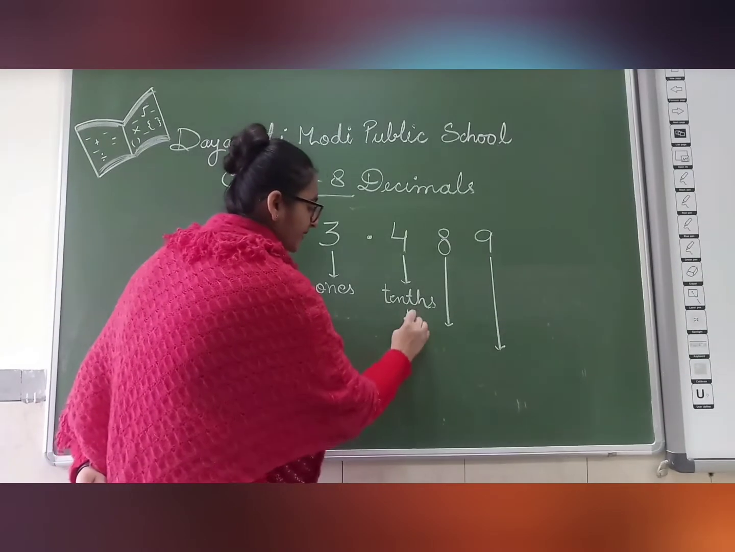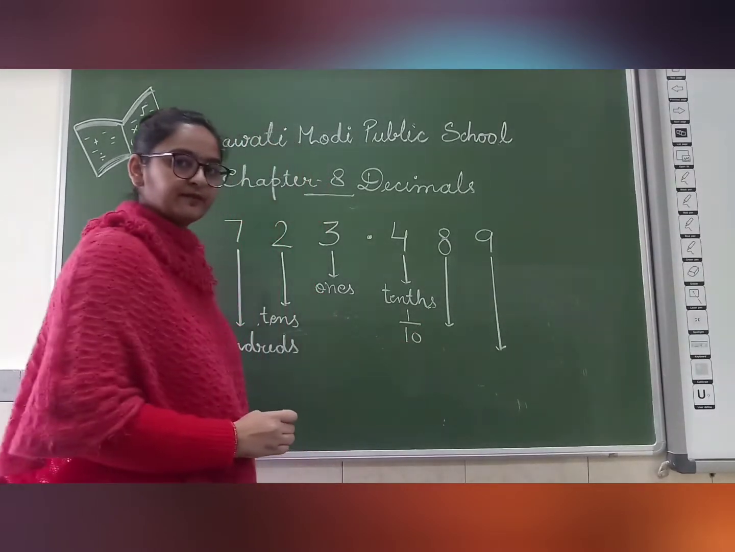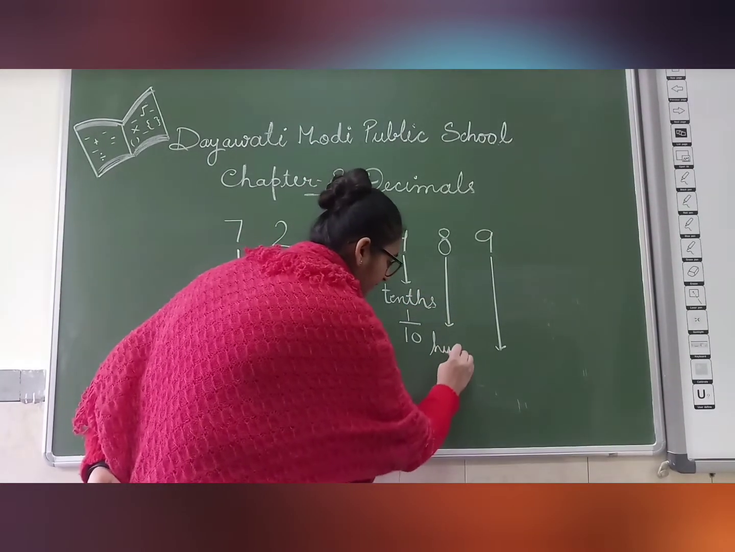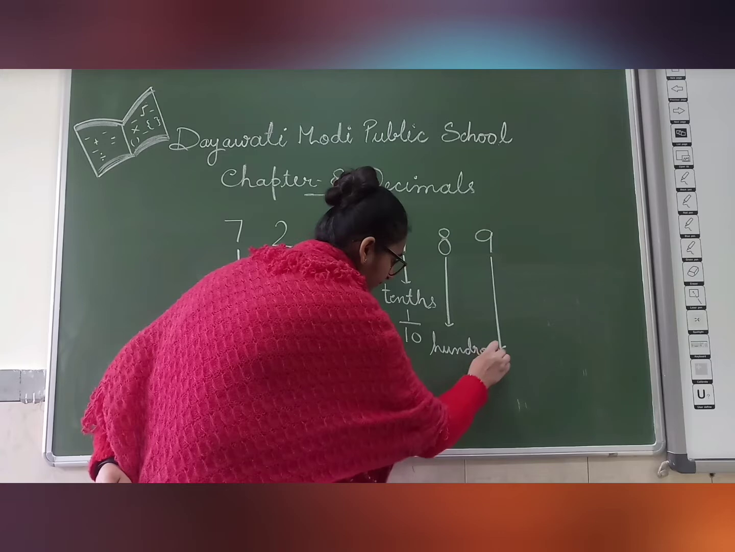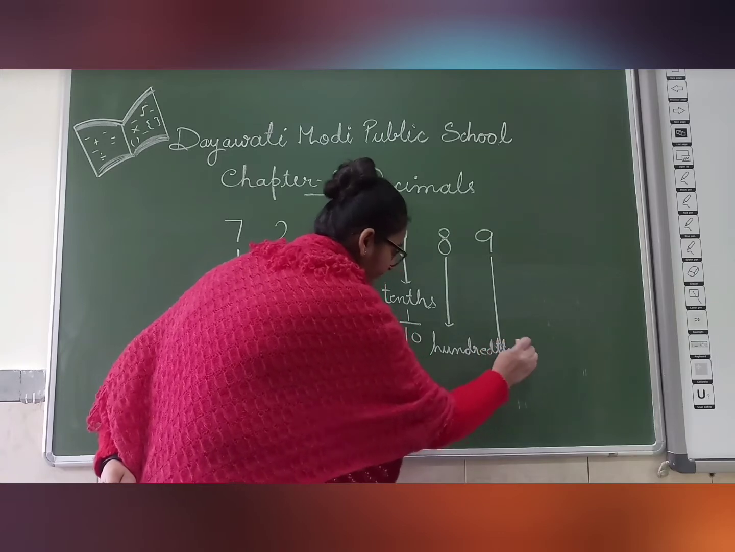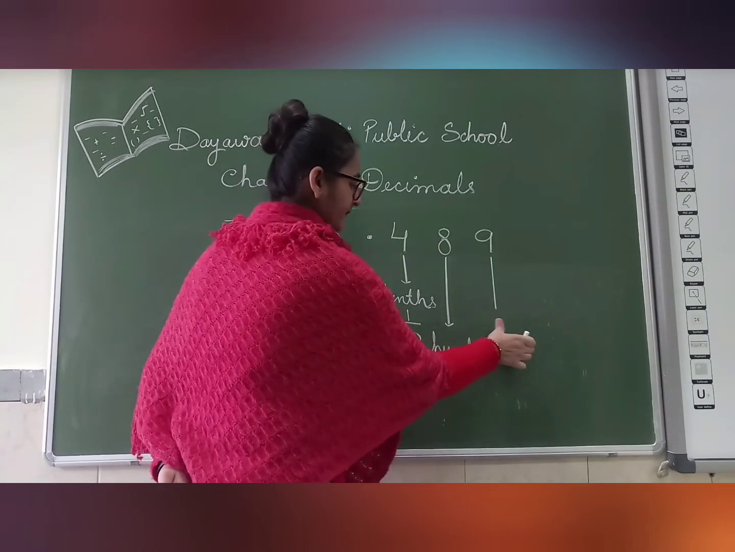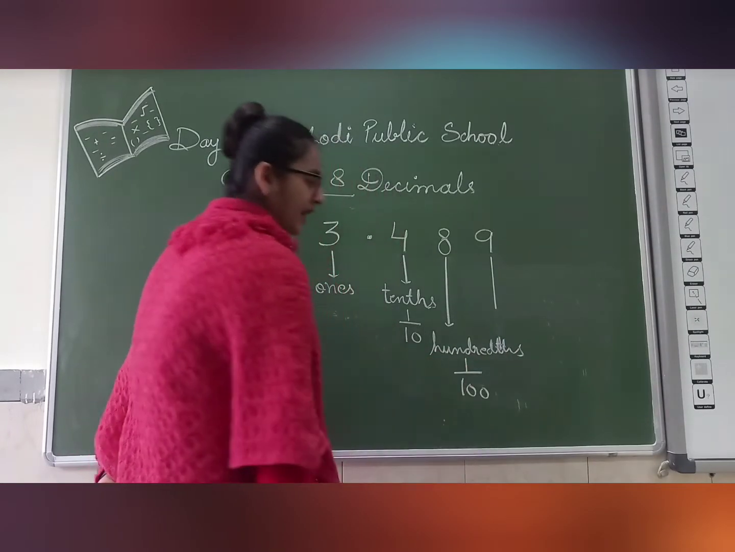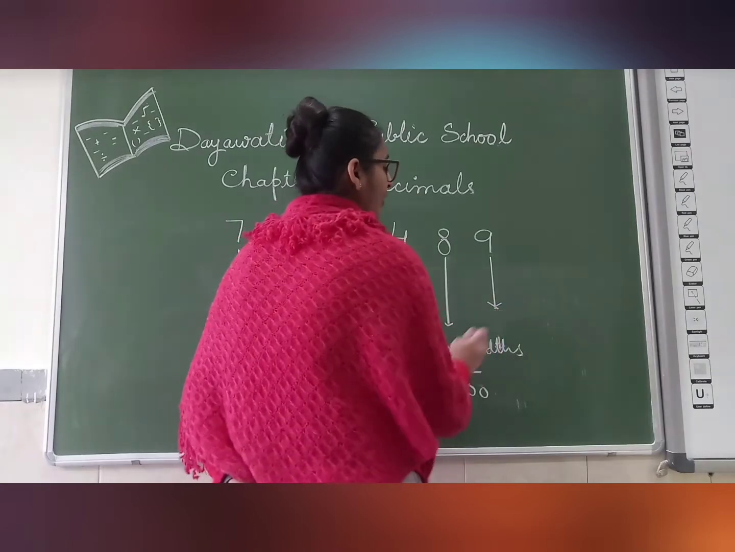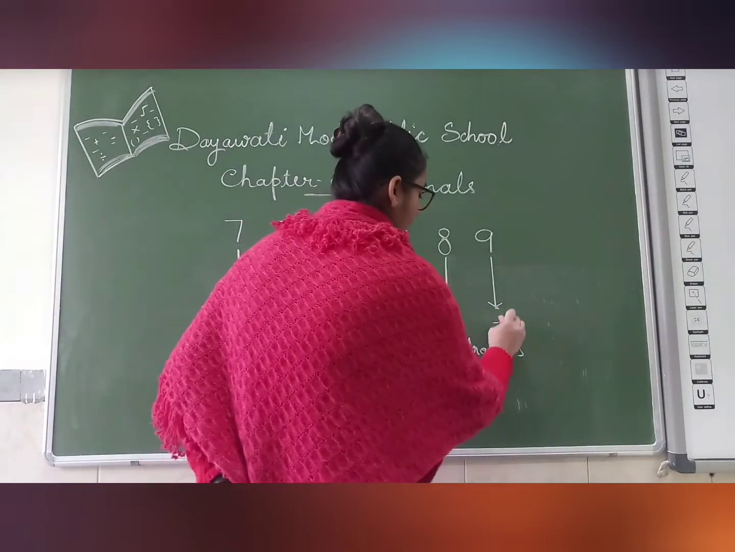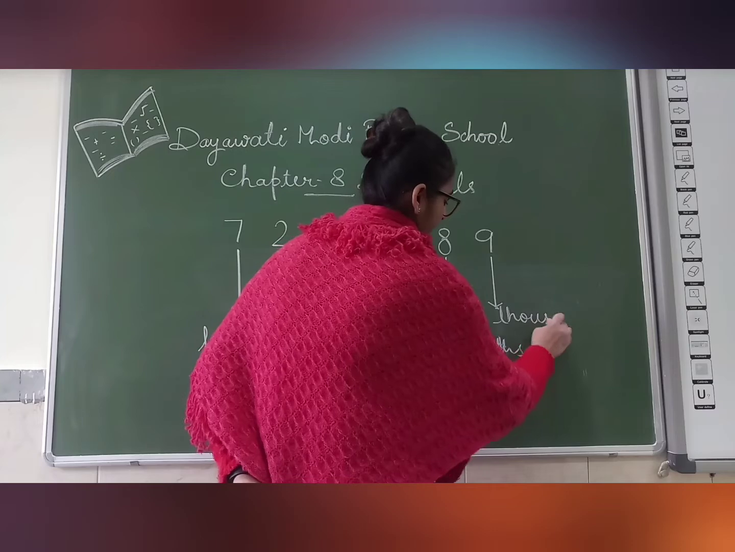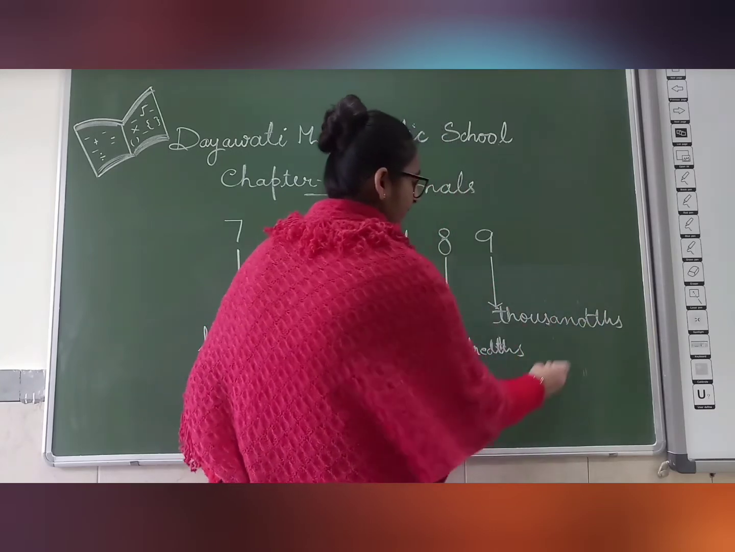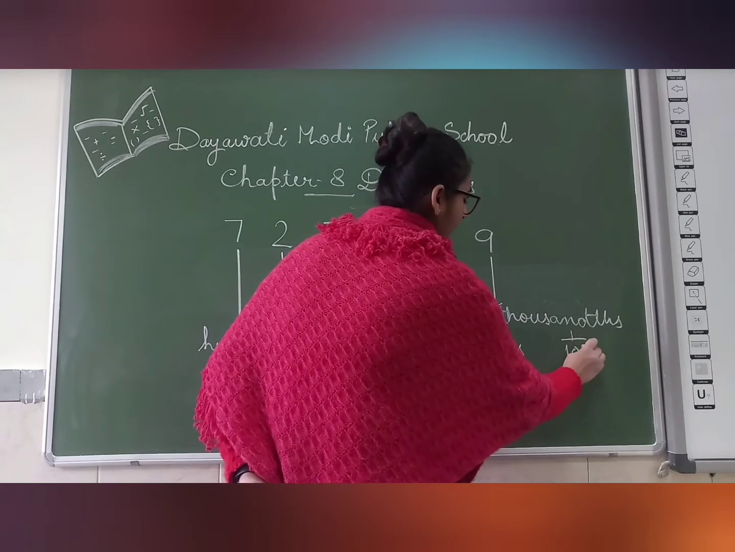Okay. Now, when we move towards the right direction, the place value of 4 is tenths, or it could be written as 1 upon 10. For the place value of 8, we have hundredths, and it could be written as 1 upon 100. And the place value of 9 is thousandths, and it could be written as 1 upon 1000.